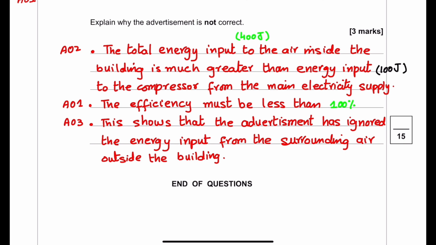This shows that the advertisement has ignored the energy input from the surrounding air outside the building. The air outside the building gives the energy to the liquid coolant, and the liquid coolant converts into vapor. They take the energy from the air particles and convert into vapor form. So the advertisement ignored that information and mentioned that the efficiency of the pump is 400%.